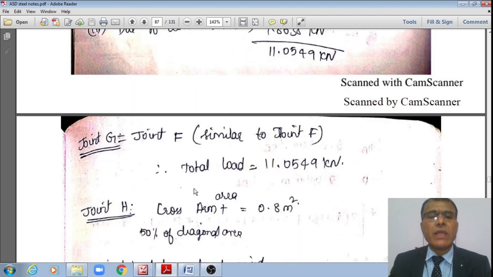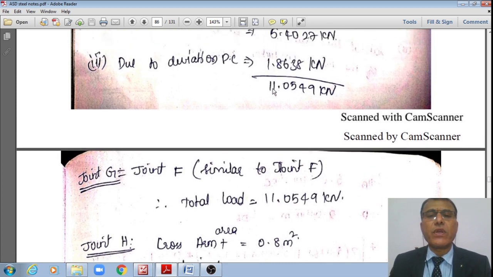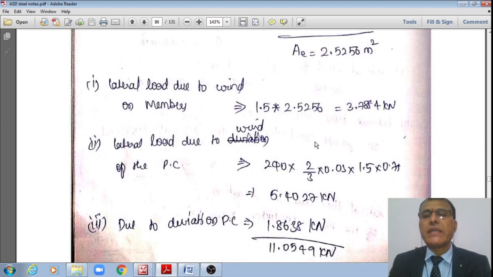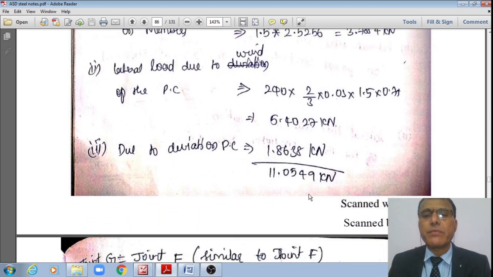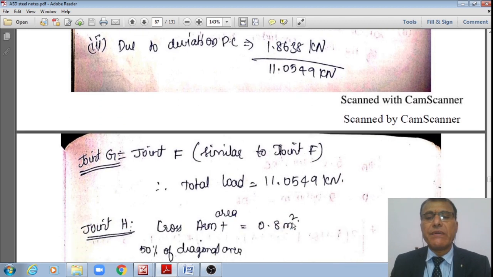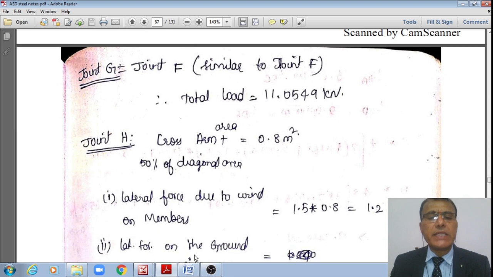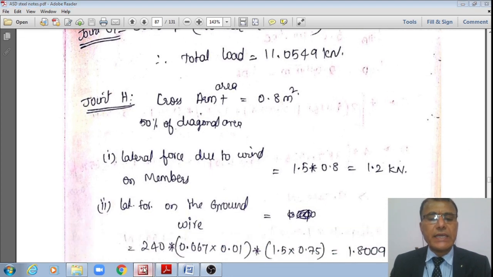Now next, that of joint G. Joint G is the same as that of joint F. Therefore, no change in forces. So 3.7884 plus 5.4027 plus 1.8638 is equal to 11.0549 kilonewton. Now I'll move to joint H, where the ground wire is connected like this.